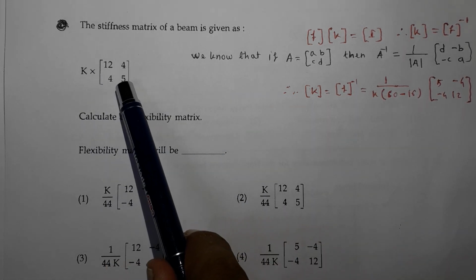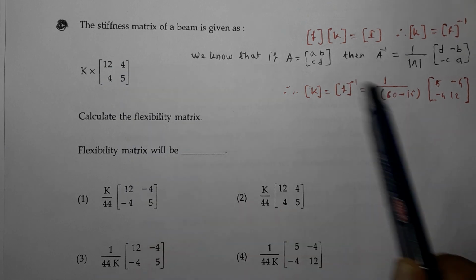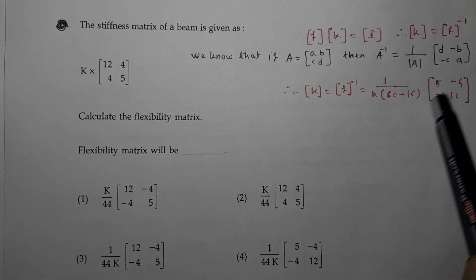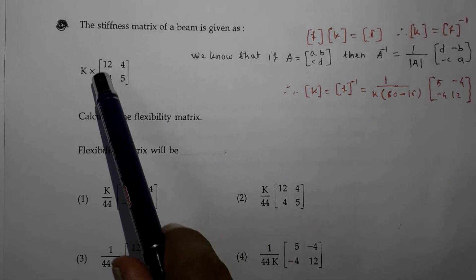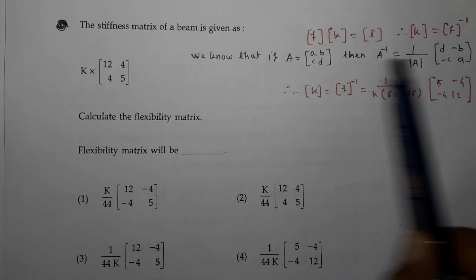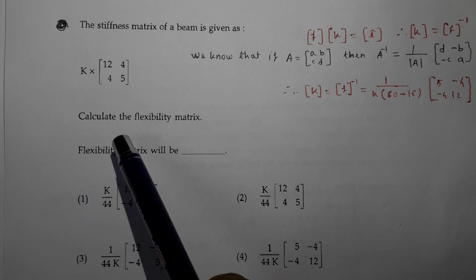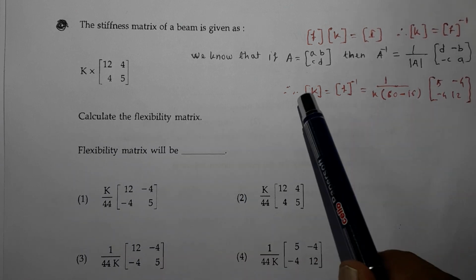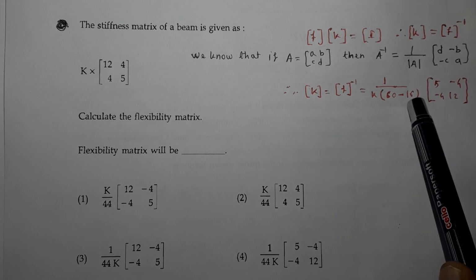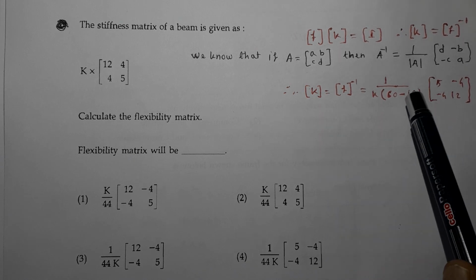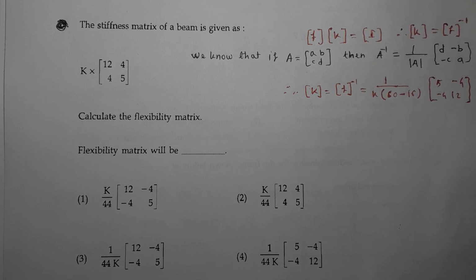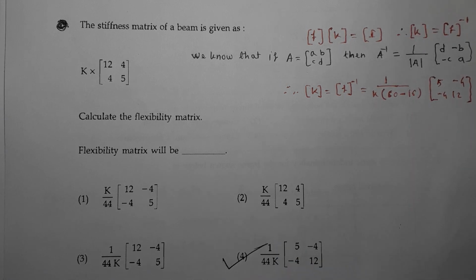And the determinant of this is 12 into 5 is 60, minus 4 into 4 is 16. And the matrix can be written as 5 will take the position of 12 and 12 will go to the position of 5, and negative signs will be there. So this is the stiffness matrix. 60 minus 16 is 44. So 1 upon 44K, [5, -4; -4, 12]. So option 4 is the correct option.